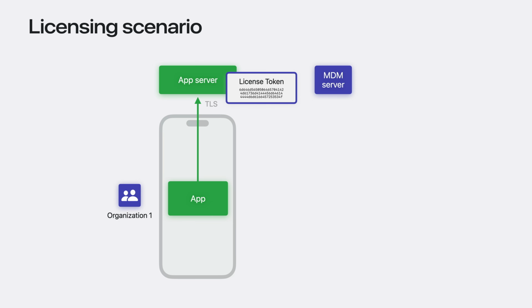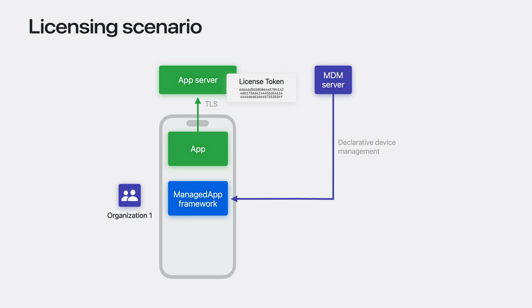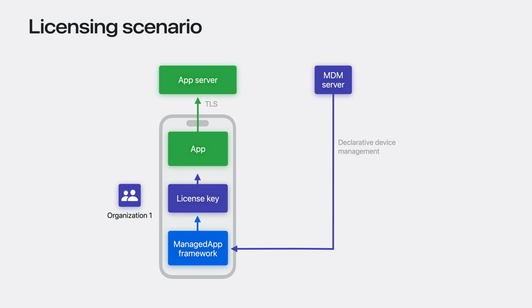This introduces a security concern. The organization must protect this token as it is stored and passed around. If someone outside the organization obtains the license token, they could use the server, and the organization pays for it. Developers and administrators could use the Managed App Configuration feature to distribute this token to managed devices. However, Managed App Framework is designed to protect the configuration from extraction or manipulation. More importantly, Managed App Framework provides a better option than a license token, and that's a license key.